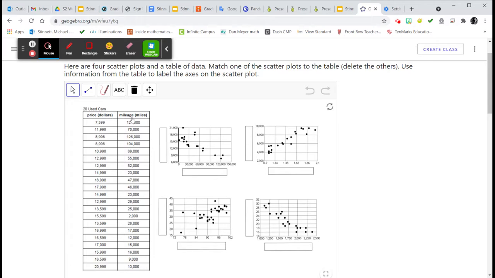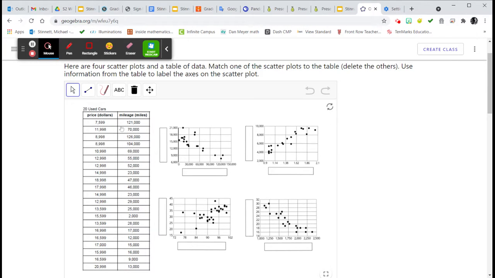And then the next thing I would do is look at the labels for my table here. On the left side, I have price in dollars. And on the right side, I have mileage in miles. All right, which makes sense, right? We're talking about used cars and the price of the car and the mileage for the car, how many miles the car has on it, right?